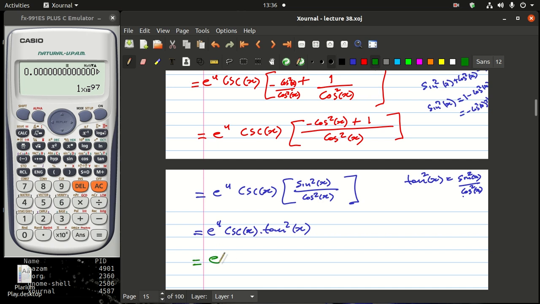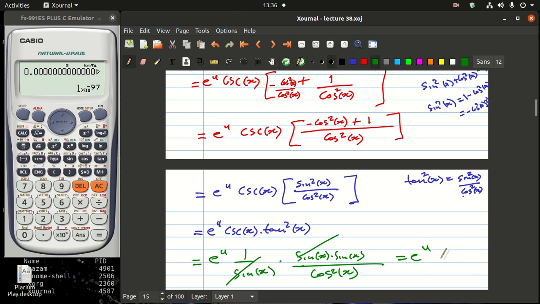Stopping here is still fine, but if you want to proceed, this one is 1 over sine of x, and this one we know is sine squared, or sine of x times sine of x divided by cosine squared of x. This and that cancel out, and now you are left with e to the power u, and then you have sine of x divided by cosine of x. We are still going to end up getting something here which is e to the power u, and then this is going to be sine of x divided by cos.